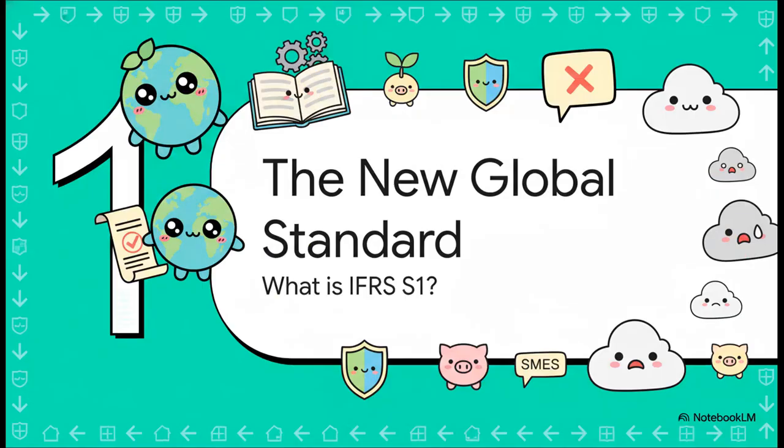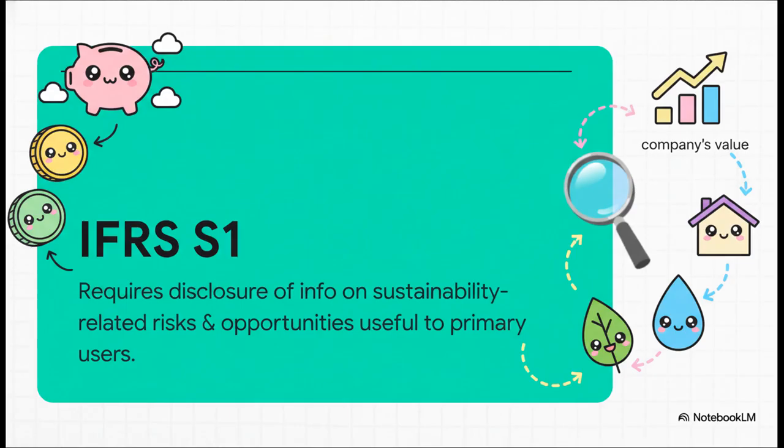First things first, let's just make sure we're all on the same page. What exactly is IFRS S1? Well, it sets a brand new global baseline for how companies report on sustainability. So, the crucial point here is that this standard is all about providing decision-useful information. It's designed to give investors, lenders, and other creditors a really clear view of how sustainability factors could actually impact your company's value, so they can make smart decisions about where they put their money.